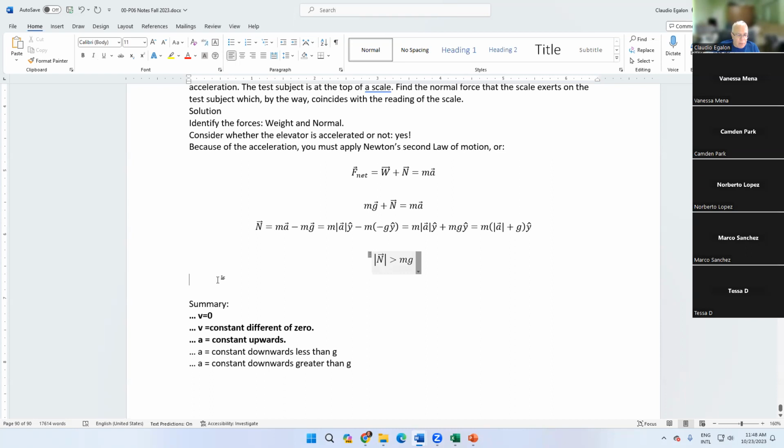So, a numeric example. I'm going to give you a numeric example. Suppose that we have this crazy elevator in which the acceleration of the elevator is going to be 5 meters per second squared. And what does 5 meters per second squared mean? 5 meters per second squared is usually represented by half of a g, right? g is 10 meters per second squared, so 5 meters per second squared is half of a g, numeric value.